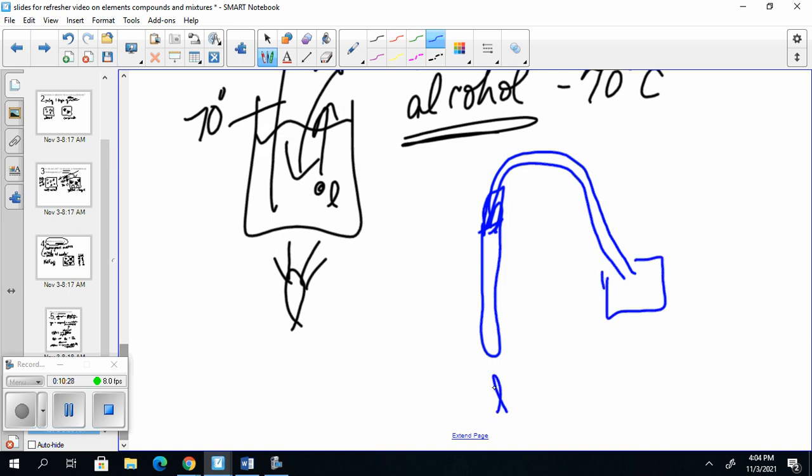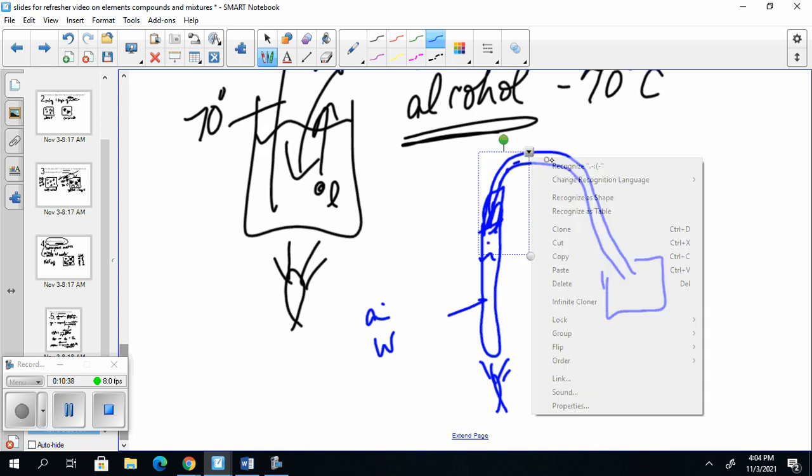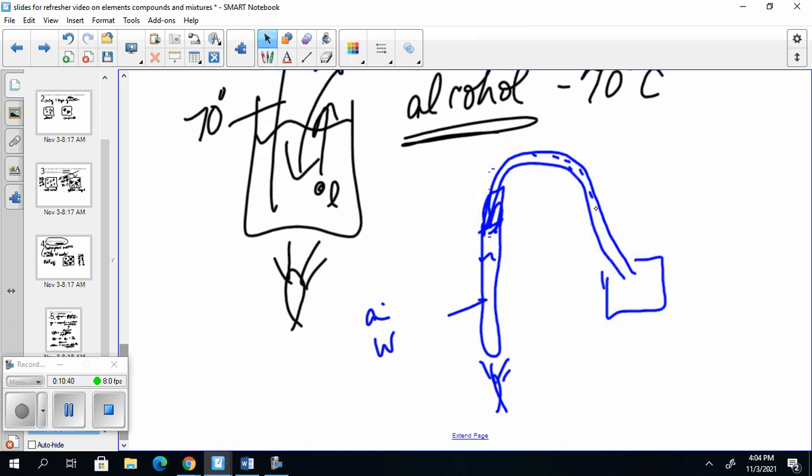All right, so I put my flame under here and I start heating it. Inside of here, I have alcohol and I have water. When I start heating it, the alcohol is going to boil off first. And as it boils off, it's going to collect over here because it's going to condense. So over here, I will have the alcohol. And the temperature is going to stay at 70 until it has boiled off all the alcohol.